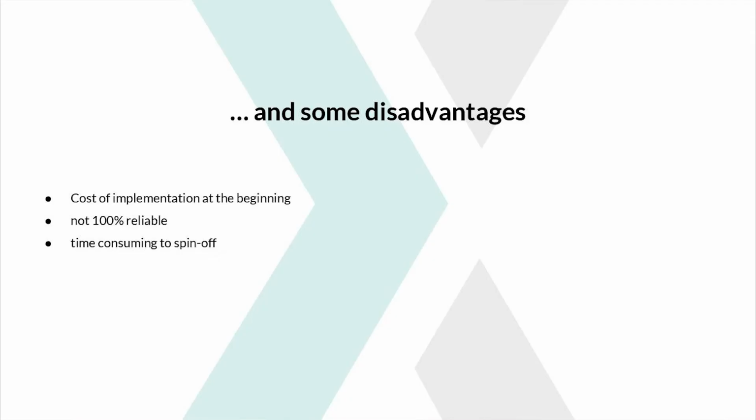Okay, some disadvantages. So the cost of implementation at the beginning, and by that I mean preparing the background of the whole Behave repository. Not 100% reliable, so we cannot be 100% sure that the automated tests are doing exactly what we want. So for example, if we have a button on a page and the style is different than we expected, Behave will find the button and click it and be properly redirected to another page, but the style is broken. So there are some disadvantages of that.